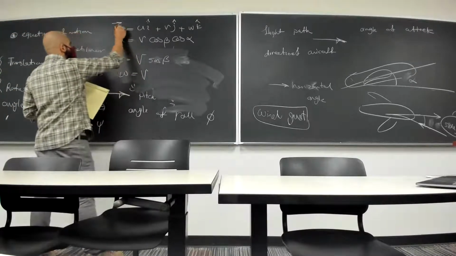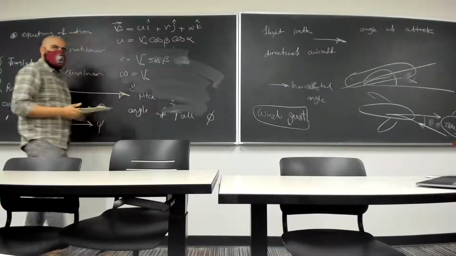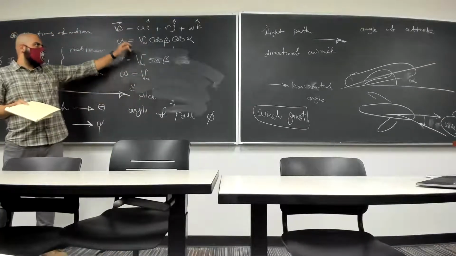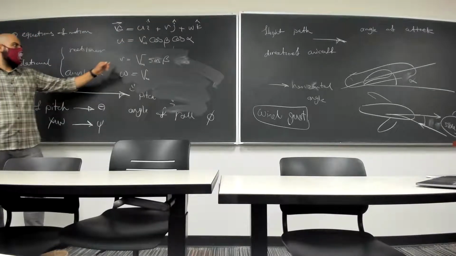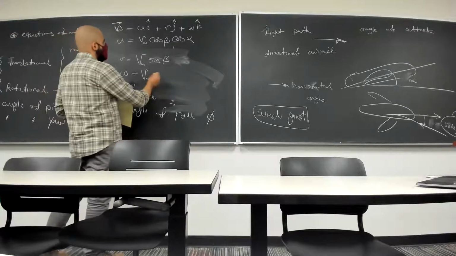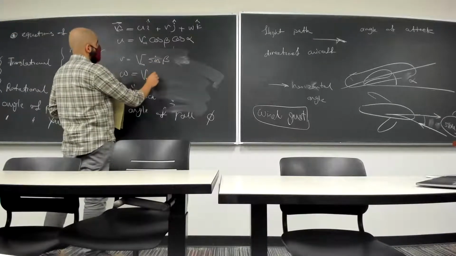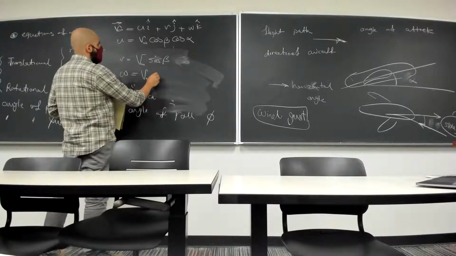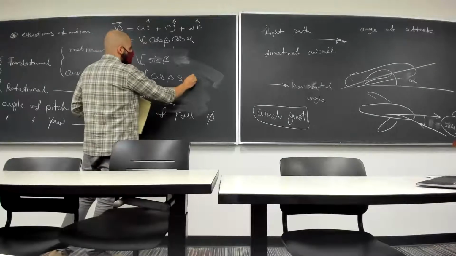Let's do V infinity. And keep in mind, we are doing this V infinity just to make sure we don't confuse this small v with a capital V. And w is going to be V infinity cosine of beta sine of alpha.